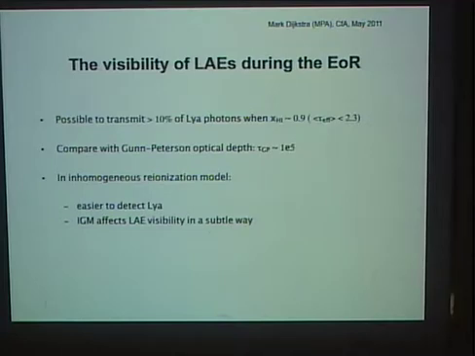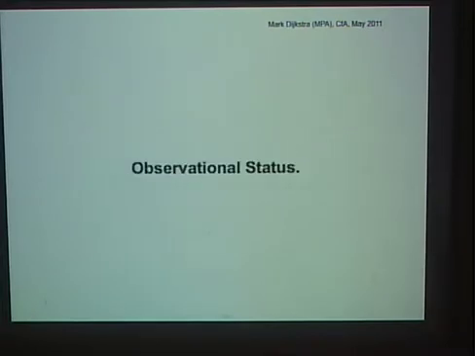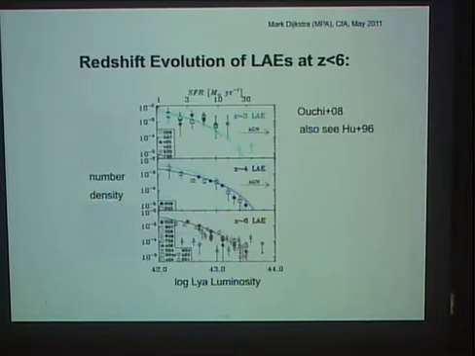So, just to summarize, it's easier in these inhomogeneous reionization models to detect Lyman alpha emission. The other thing that it implies is that there is an effect of the intergalactic medium on the visibility and the distribution of Lyman alpha emitting sources. But it's probably more subtle than what you would guess if reionization was, say, an instant event, where it would be very difficult to see these galaxies beyond some redshift. It's more subtle than that. So that's why I think the observations are actually perhaps even more puzzling, because they seem to suggest something opposite to what you might expect.